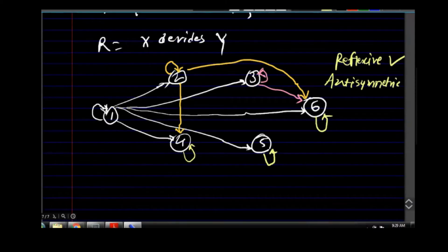Next, it is antisymmetric. For antisymmetric, you have to check whether there are backward edges or not. If there is even a single backward edge, if 1 to 2 is there and 2 to 1 is there, then we will not say that it is antisymmetric. But here you can see that 1 to 2 is there, but no backward edge. 1 to 3 is there, but no backward edge. 1 to 4, 1 to 5, 1 to 6, but no backward edges. Similarly, 2 to 4, no backward edge. 3 to 6, no backward edge. That means it is antisymmetric also. Am I right?